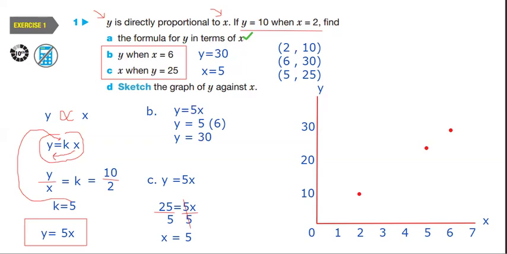Now, to finish the graph, we have to connect them with a line like this. This line will be a straight line and goes through the 0, 0 point or the origin point. And this is how you sketch a graph of direct proportion relation between the y and the x.